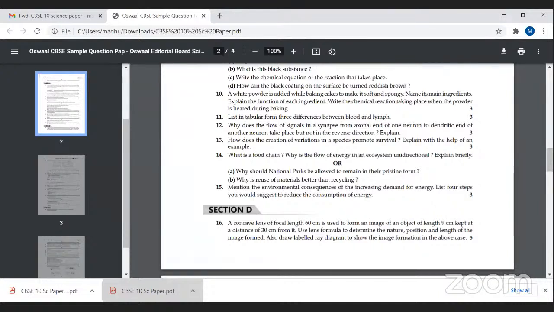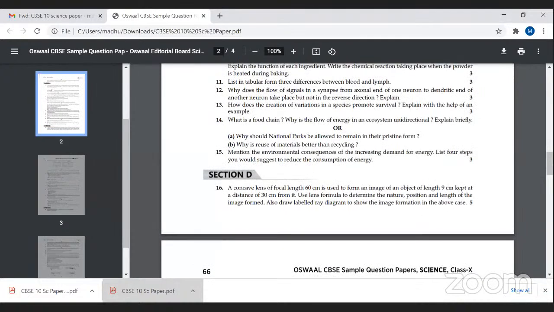Okay, coming to the next question. Question number 12 of section C. Why does the flow of signals in a synapse from the axonal end of one neuron to the dendritic end of another neuron take place, but not in the reverse direction? Can anybody explain? Yes, can anyone explain? So it is not in syllabus. Okay, this one is also not in syllabus. Okay, fine. So what about the next question?